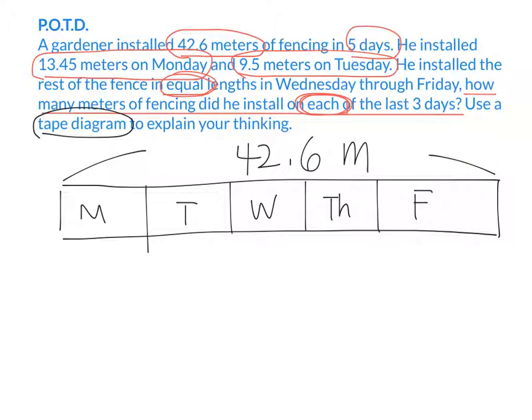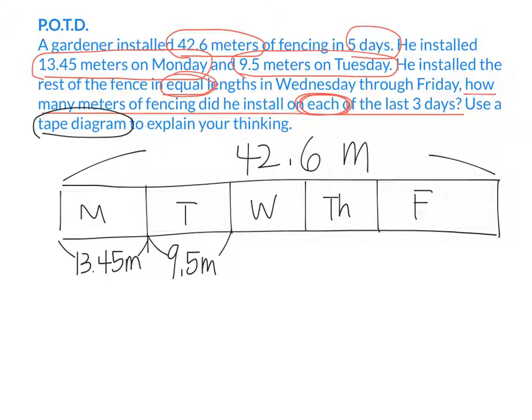Do we know how much he installed on Monday? Yes. How much did he install on Monday? 13.45. Good, 13.45 meters. And let's continue to write the units, because what if one of them was centimeters, right? We would need to know the difference. Good. Do we know how much he installed on Tuesday? Yes. How much did he install on Tuesday? 9.5 meters on Tuesday. Very good.